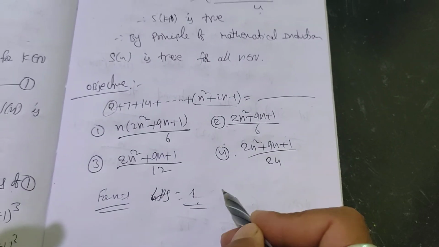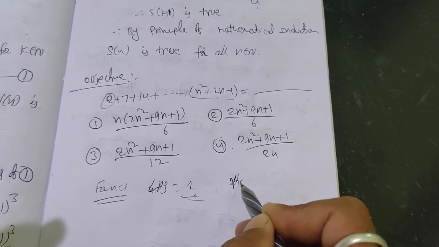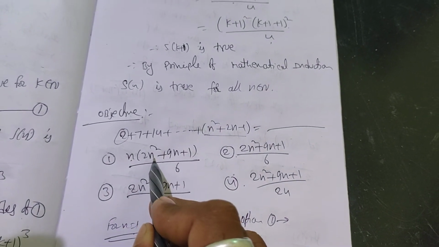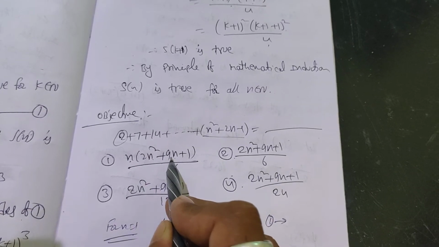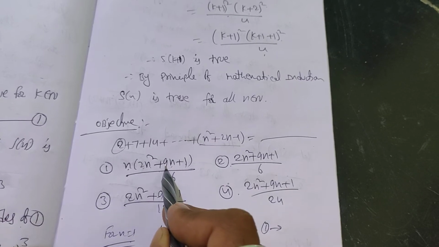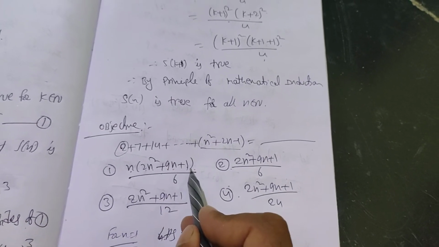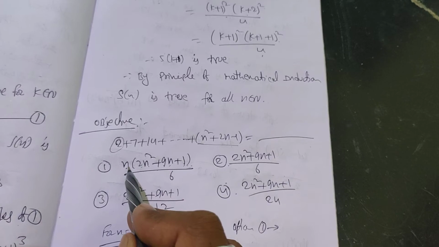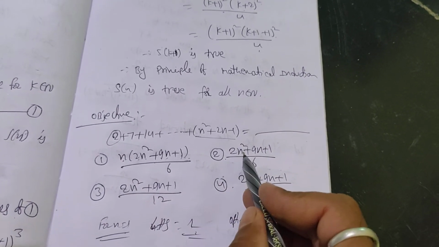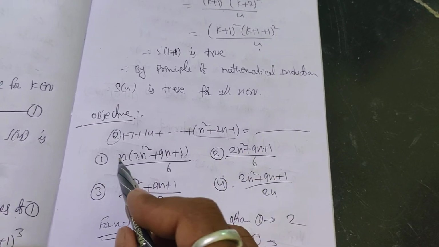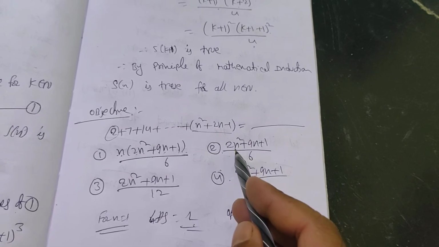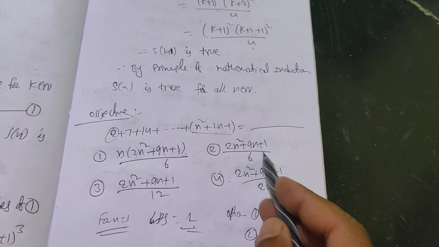See here, first option. For 1, what is it? 2 into 1 square, plus 9 into 1, plus 1. So 2 plus 9 plus 1, 2 plus 9 is 11, plus 1 is 12, by 6. This is 12 by 6, which is equal to 2. So next, option 2, what is this? This is also the same answer, because you may get the same answer. So this is also 2 only. Substitute, we get the same answer, 2 plus 9 plus 1, 12 by 6.